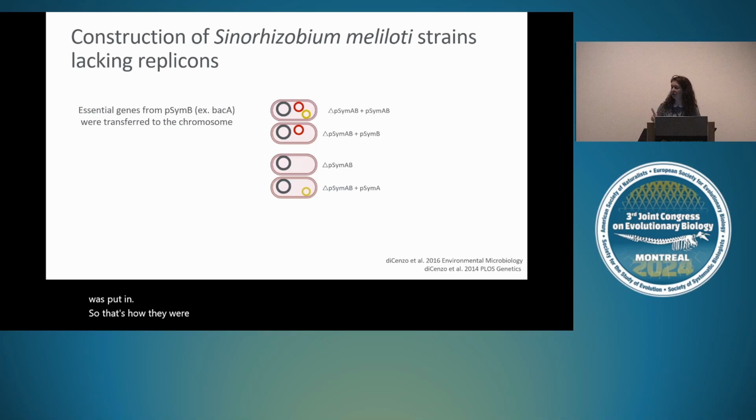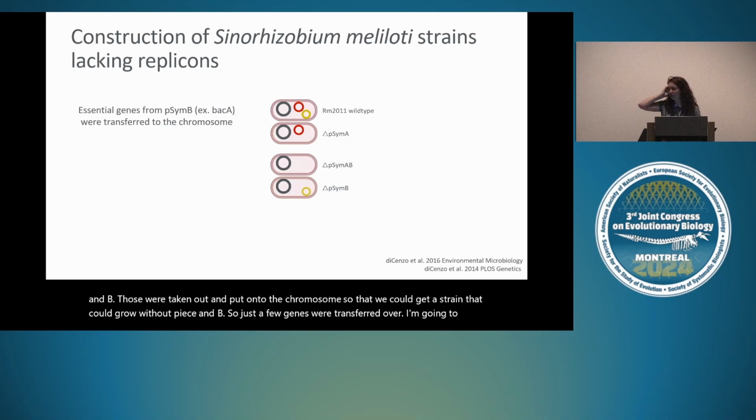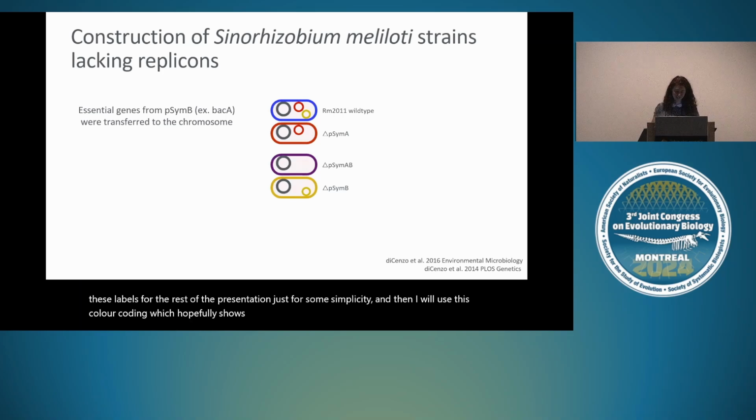I did mention that there are some core genes on PSEM-B. Those were taken out and put onto the chromosome so that we could get a strain that could grow without PSEM-B. So just a few genes were transferred over. I'm going to use these labels for the rest of the presentation, just for some simplicity. And then I will use this color coding, which hopefully shows up on the slides, and then you can see.